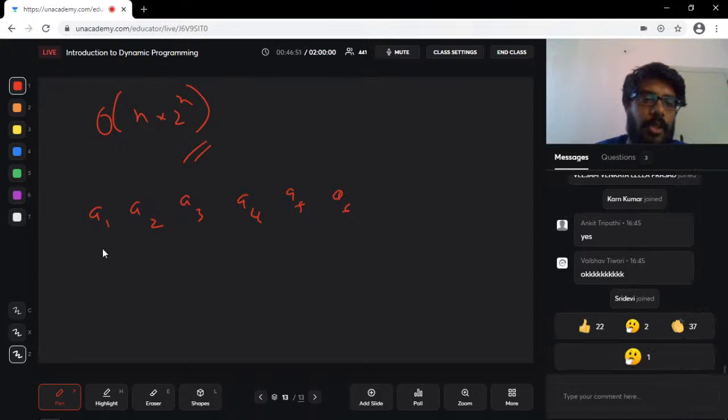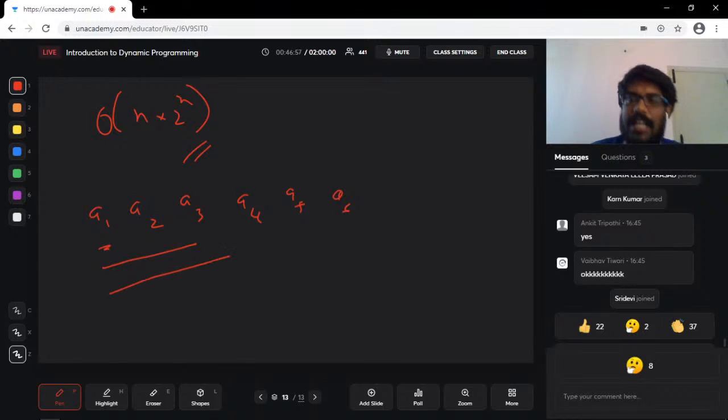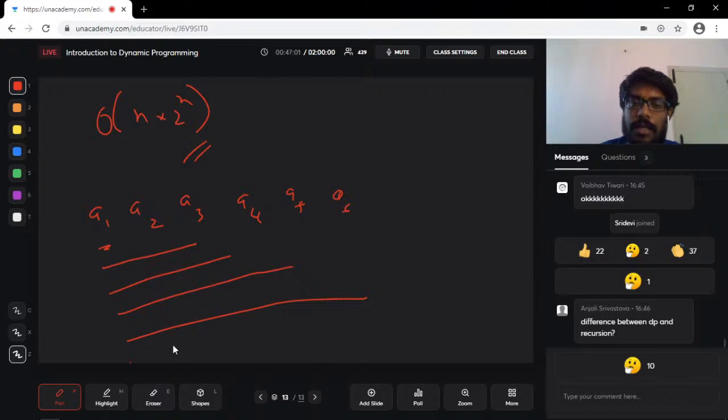So let me first look at the first element, right? Then let me consider the first two elements. Then let me consider the first three elements. Then the first four, then the first five, and then eventually, hopefully I'll get the answer for all the 6 elements. Okay, so these are going to be my 6 steps in the DP.